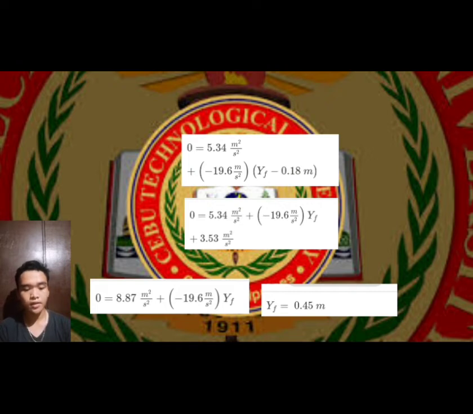final. We need to divide both sides by negative 19.6 meters per second squared. So we have y final is equal to 0.45 meter. This is the maximum height reached by the object, which is 0.45 meter.